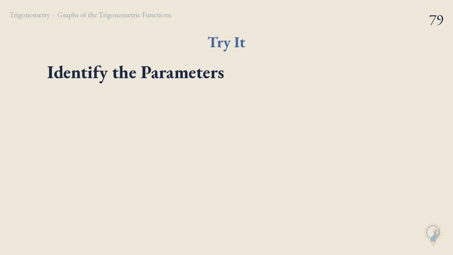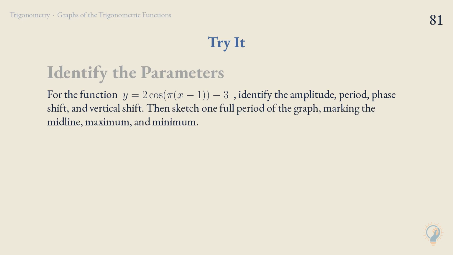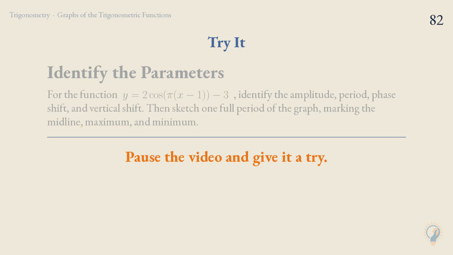Try it. Identify the parameters. For the function y equals 2 cosine of pi times the quantity x minus 1, minus 3, identify the amplitude, period, phase shift, and vertical shift. Then sketch one full period of the graph, marking the midline, maximum, and minimum. Pause the video now and give it a try.